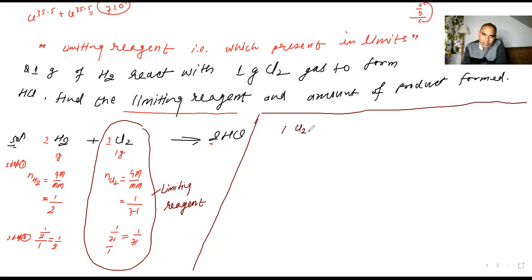Here you see what I'm saying. 1 mole Cl2 gives 2 mole HCl, according to the equation. But here 1 gram is given in the question. So 1 gram means how many mole? 1 gram means 1 upon 71.